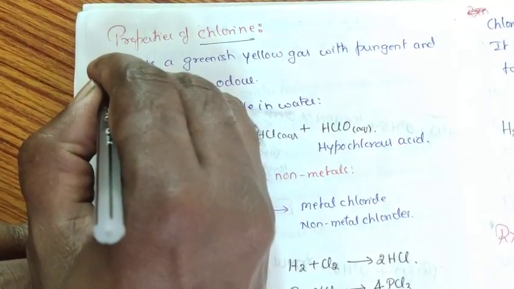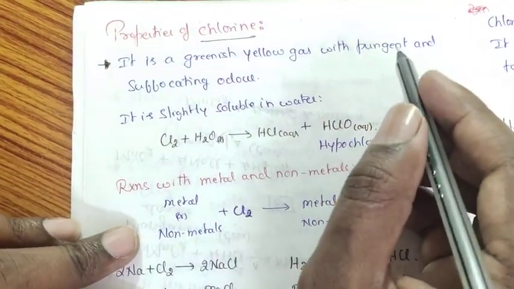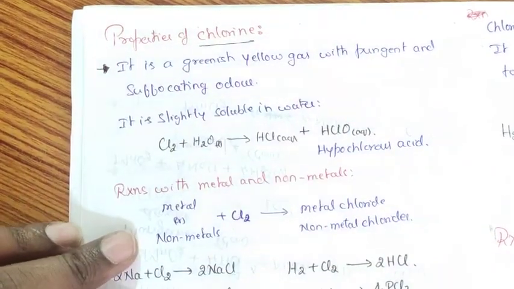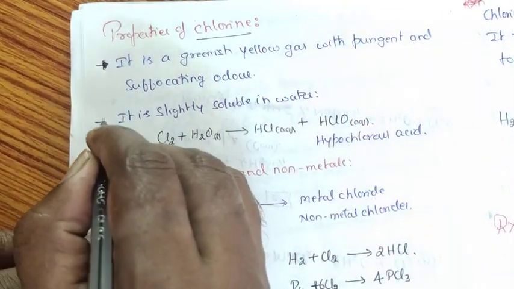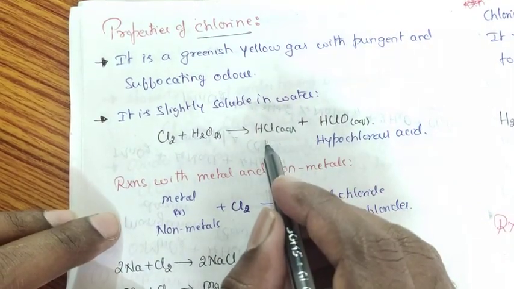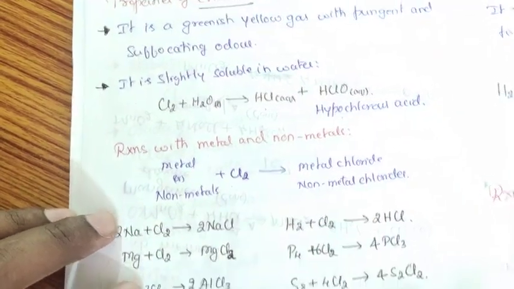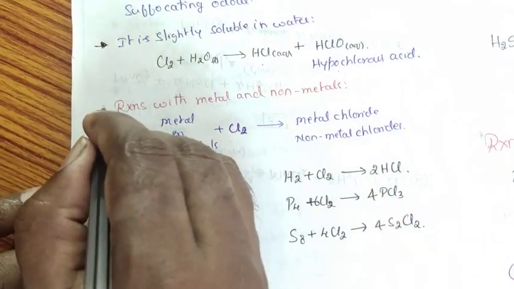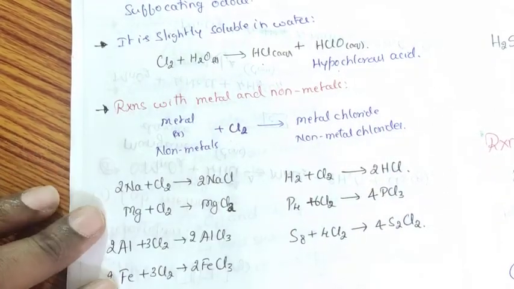It is a greenish yellow colored gas with a pungent and suffocating odor at NTP condition. It is slightly soluble in water, forming hydrochloric acid as well as hypochlorous acid. Then, coming to the reaction with metals and non-metals.